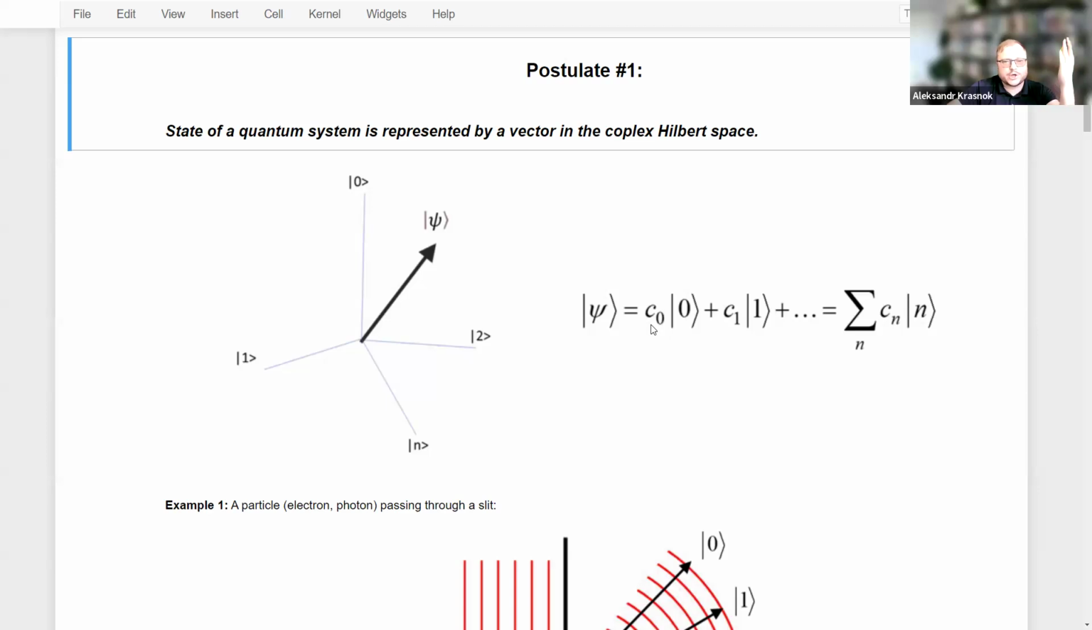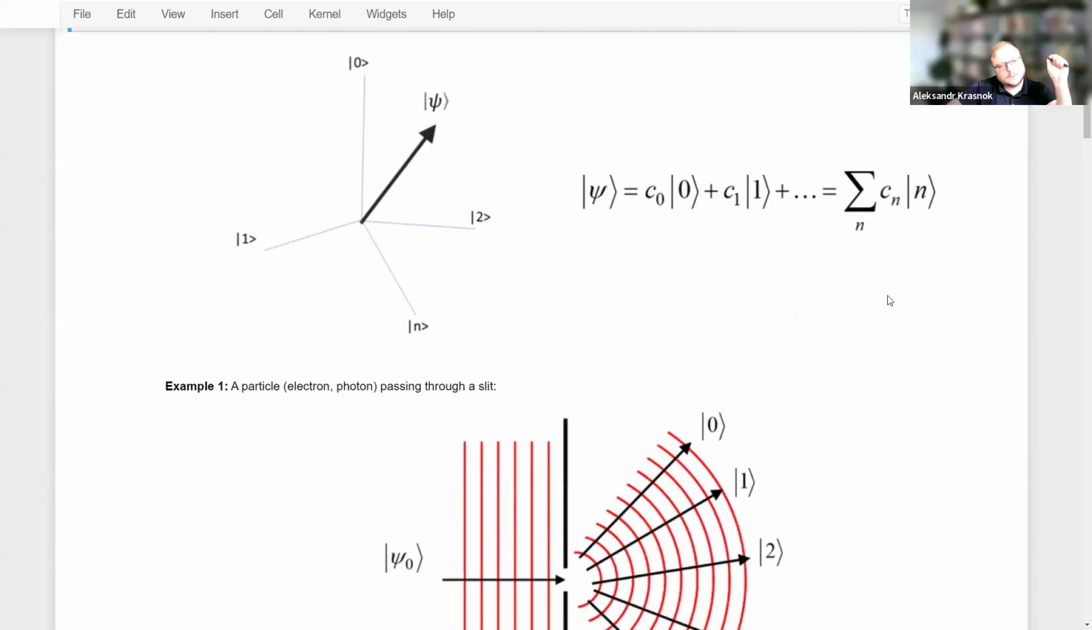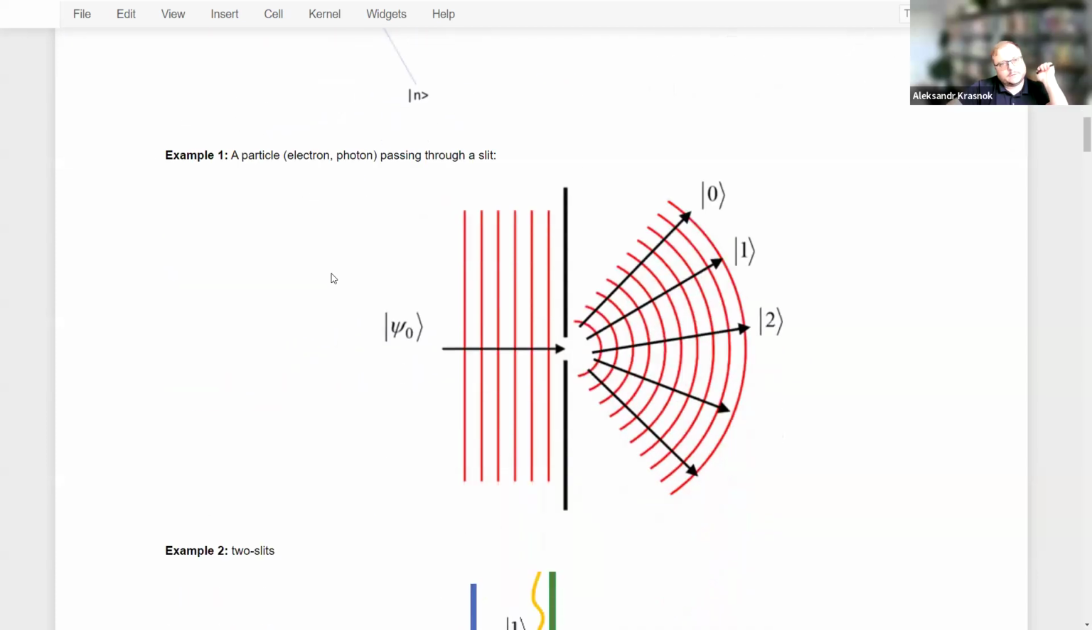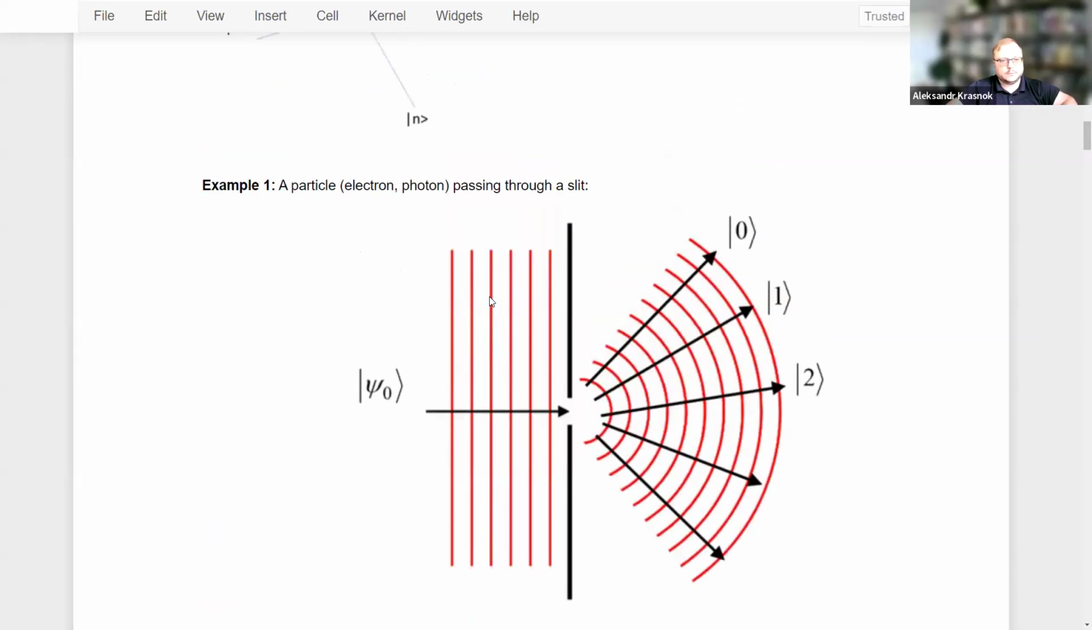So these projections are presented by coefficients C0, C1, and so on. And they are complex because our vector is complex valued. Let us consider an example of a simple quantum system, which represents this statement nicely.